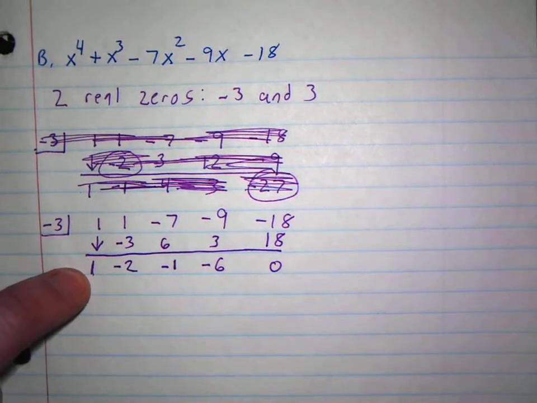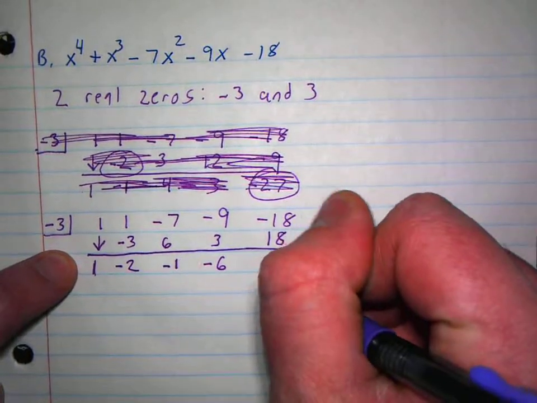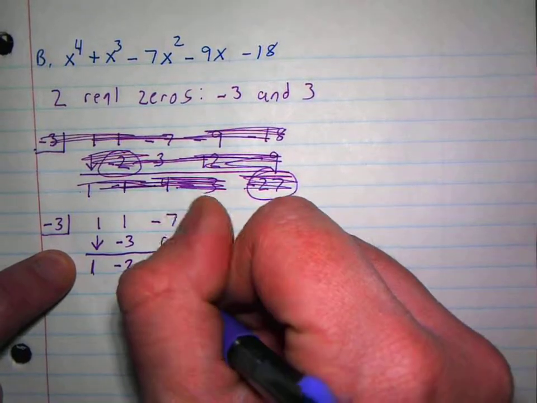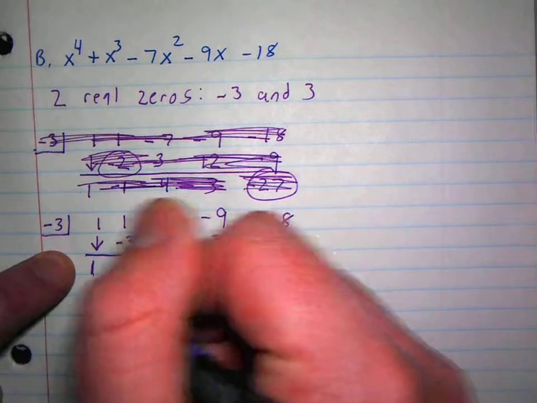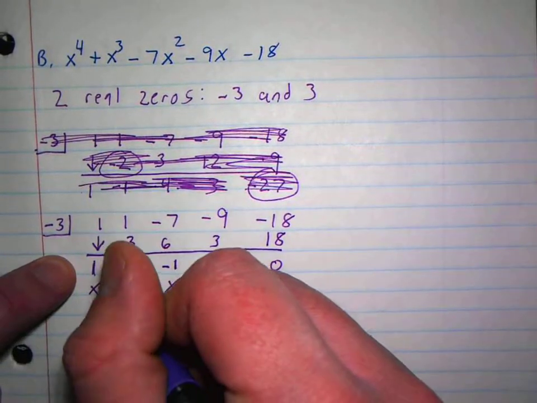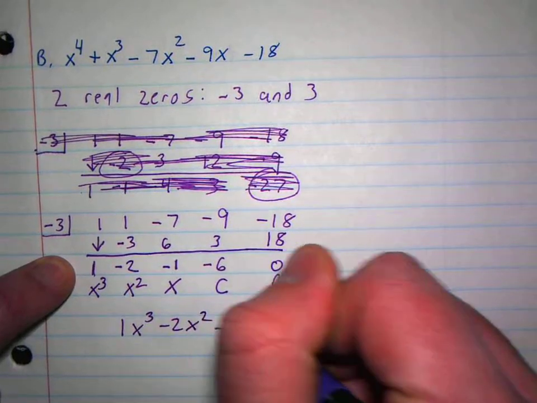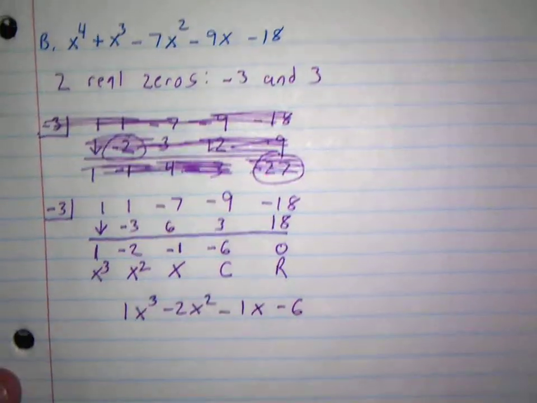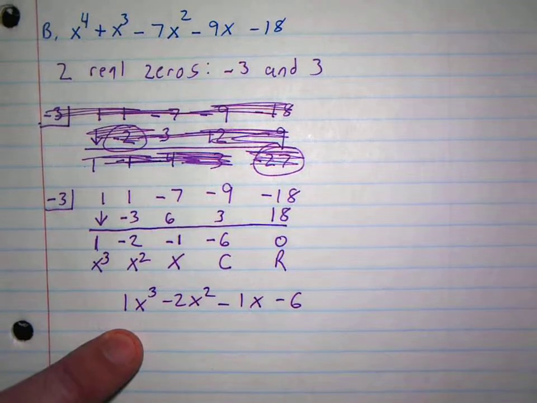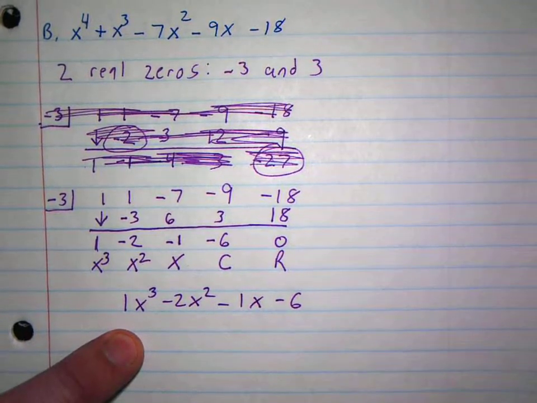Alright, so this one would become, let's see, that's remainder, that's constant, that's x squared, and that's x cubed. You get 1x cubed minus 2x squared minus 1x minus 6. If you could factor it, factor it. Yes? Sure.